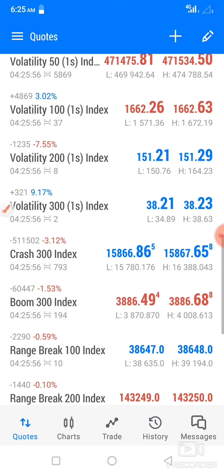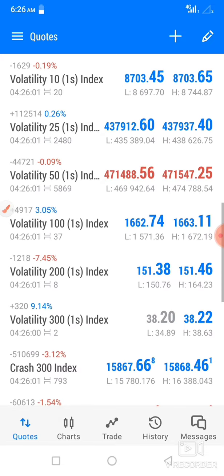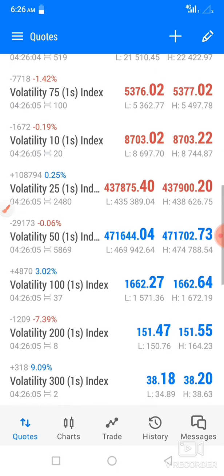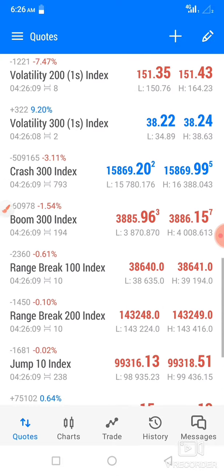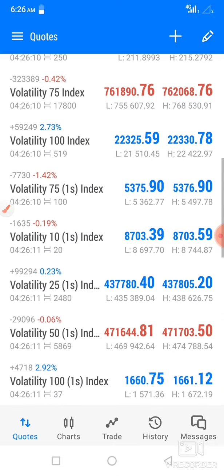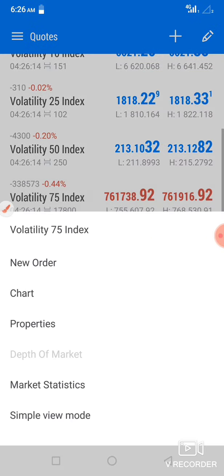The benefit of trading even one index is that you can master that index, you can master its behavior. So now I just want to go for Volatility 75 Index. I like this one because previously it used to be very vicious, the way we are seeing the V100.